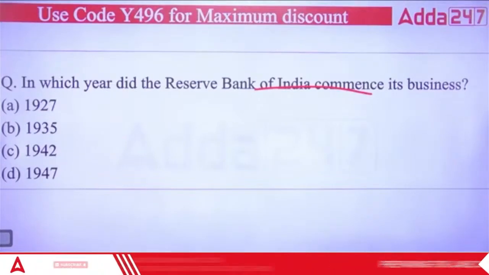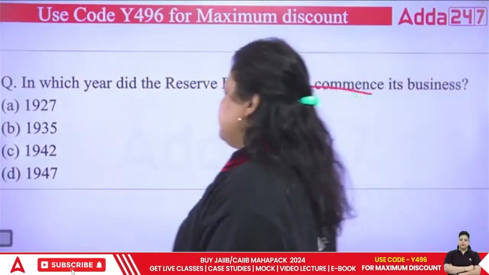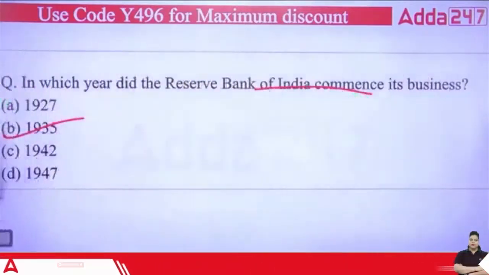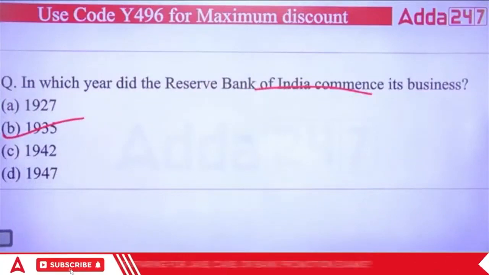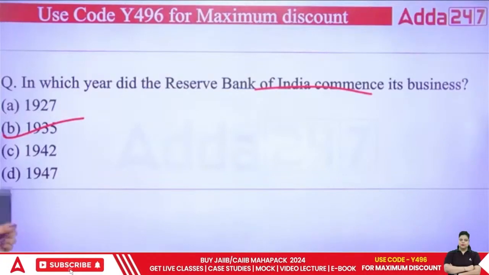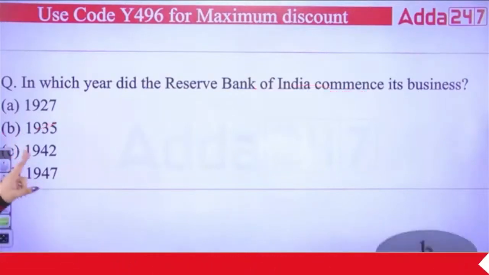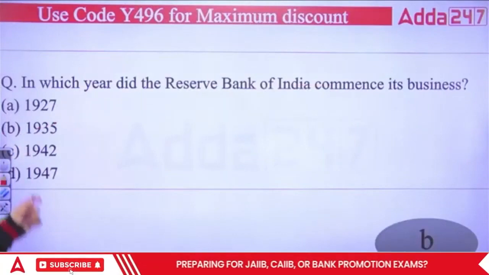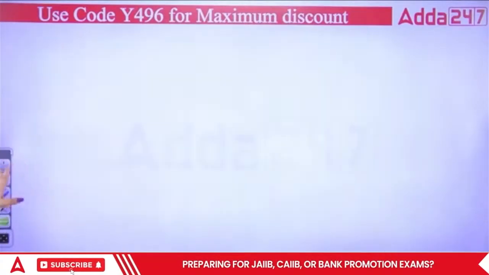Okay, the RBI Act was passed in 1934. So RBI was established in 1935. RBI was established in which year? It was established in 1935. 1st April 1935 is the date from when RBI started working. So your right answer will be B.